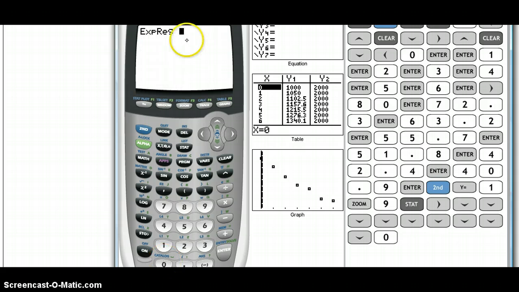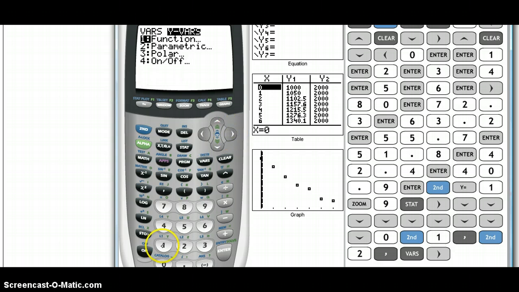Again, we have to tell it where we put the x values, which were in L1, comma. Y values were in L2, comma. And I want to tell it to store the equation in Y1. So variables, right arrow, 1, 1, and hit enter.